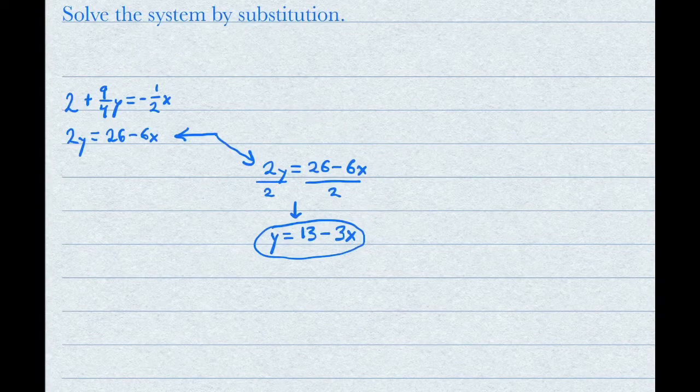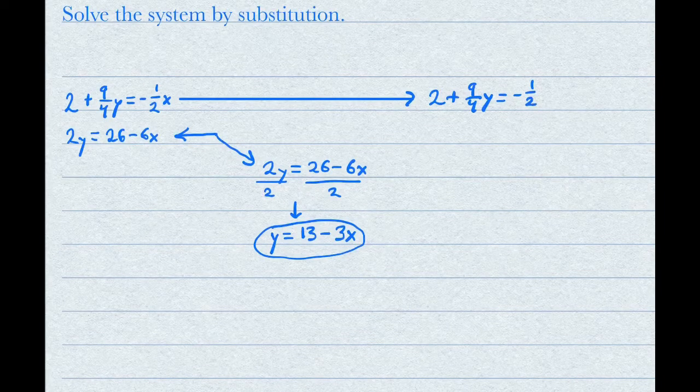But before you do that, look at all the fractions in this first equation. It's easier to get rid of the fractions first before using the equation. So we're going to do that over here. 2 plus 9/4 y equals -1/2 x. To get rid of the fractions, look at the denominators and pick the denominator with the larger number on the bottom. In this case, you've got 4 and 2, but 4 is larger than 2. So we're going to use 4.